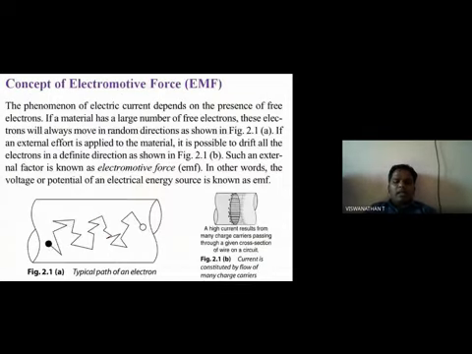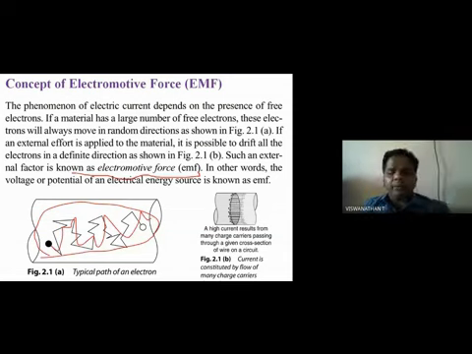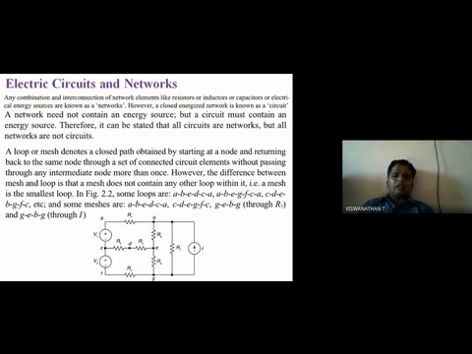Normally the electrons do not move in a straight path, as shown in the figure. They move in a zigzag manner. So we need to move them along a proper path. That external factor is called electromotive force. Electromotive force is applied between charges, and this makes a proper movement of electrons. Now, electric circuit. This is very fundamental.